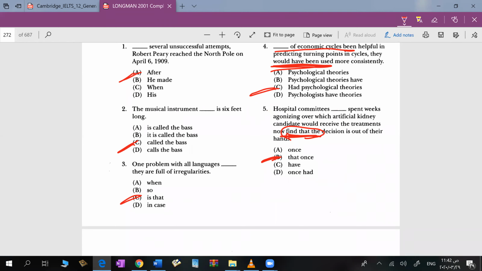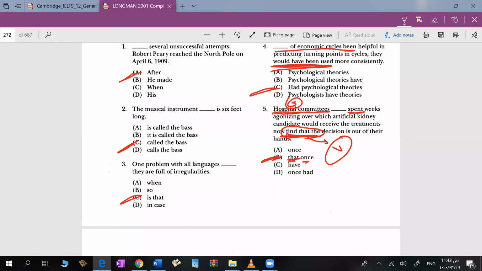Hospital committees is the subject noun phrase. We have the subject. Okay. And then we have by the end find that the decision is out of their hands. This is the verb. So between the subject and the verb, we need something like, for example, a relative clause, that once spent as subject to verb, weeks agonizing over which artificial kidney candidate would receive the treatments. Now find that blah blah blah. So the hospital committees find that and so on.